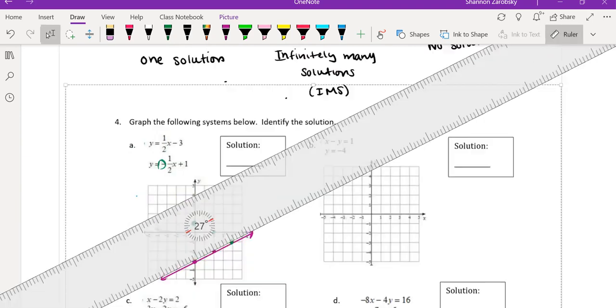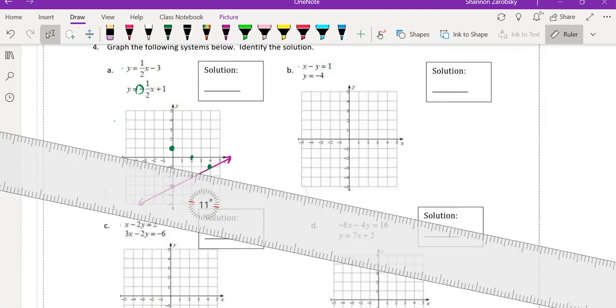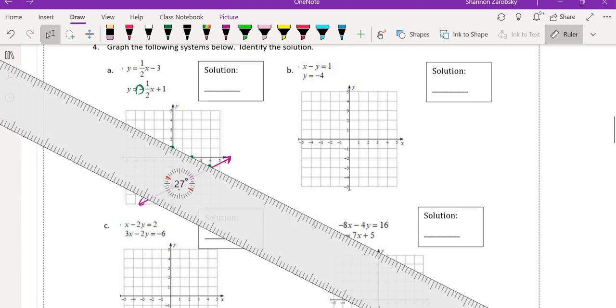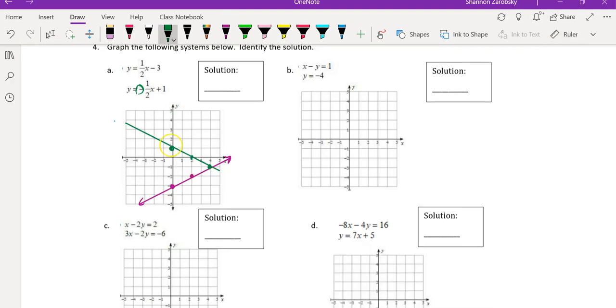I can see already where my lines intersect, at this point. So your solution would be that point of intersection.